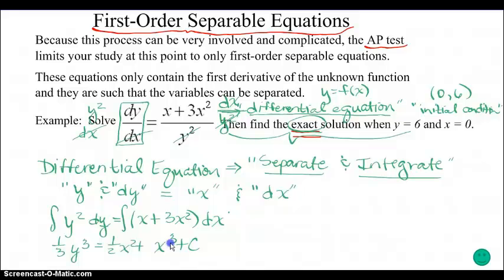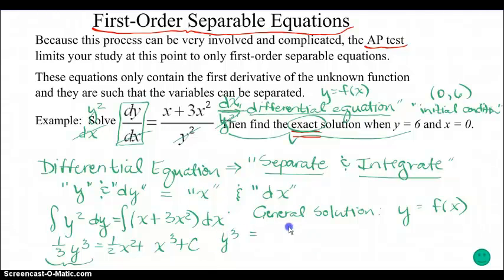I'm not done yet. I'm on my way to finding the general solution. For the general solution, your answer has to be given as y equals some function in x. Notice here we're not down to y equals, we're at 1/3 y cubed equals. So I need for you to multiply both sides by 3. That 3 times 1/3, that's going to cancel. And then I have 3/2 x squared plus 3x cubed.